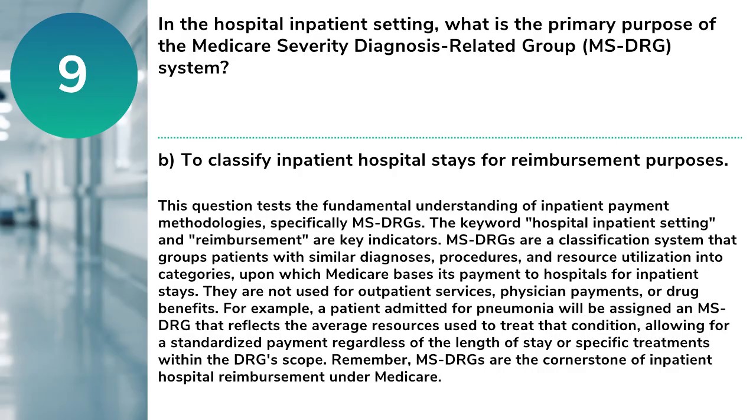They are not used for outpatient services, physician payments, or drug benefits. For example, a patient admitted for pneumonia will be assigned an MS-DRG that reflects the average resources used to treat that condition, allowing for a standardized payment regardless of the length of stay or specific treatments within the DRG's scope. Remember, MS-DRGs are the cornerstone of inpatient hospital reimbursement under Medicare.